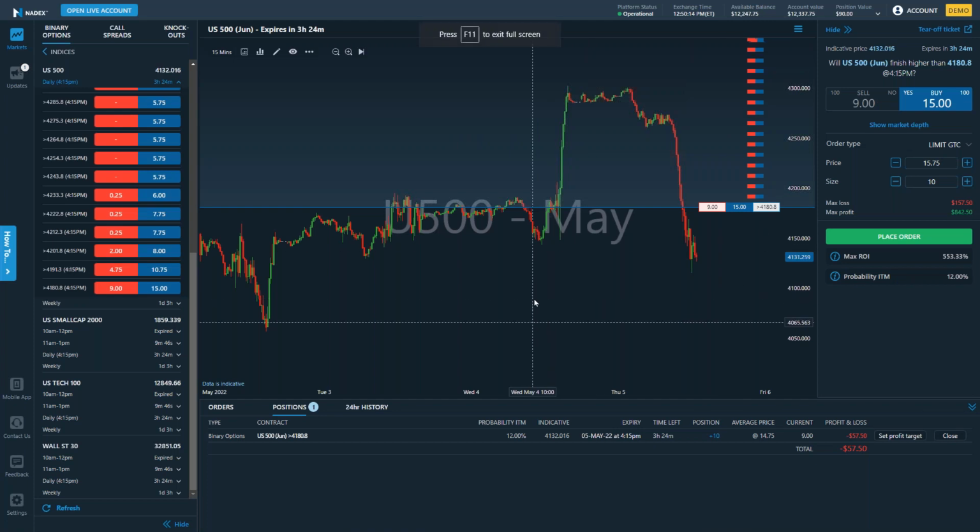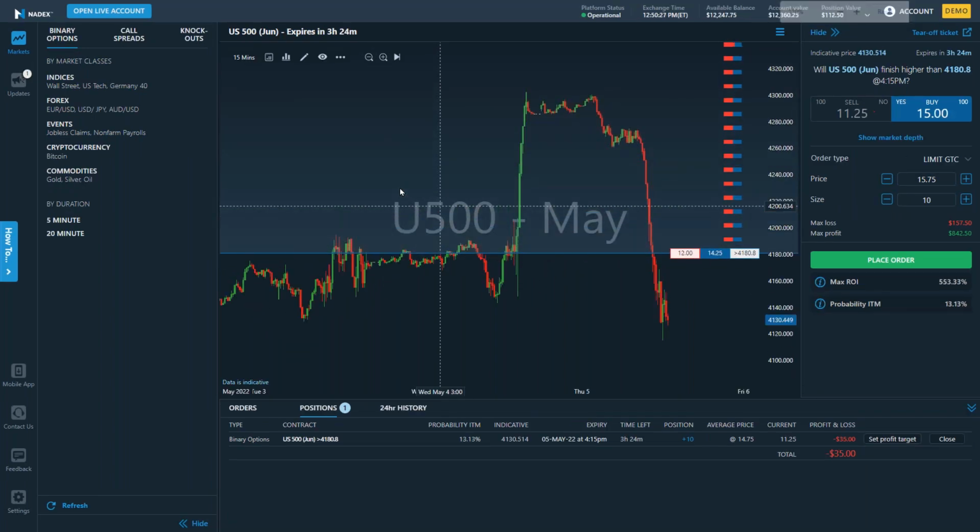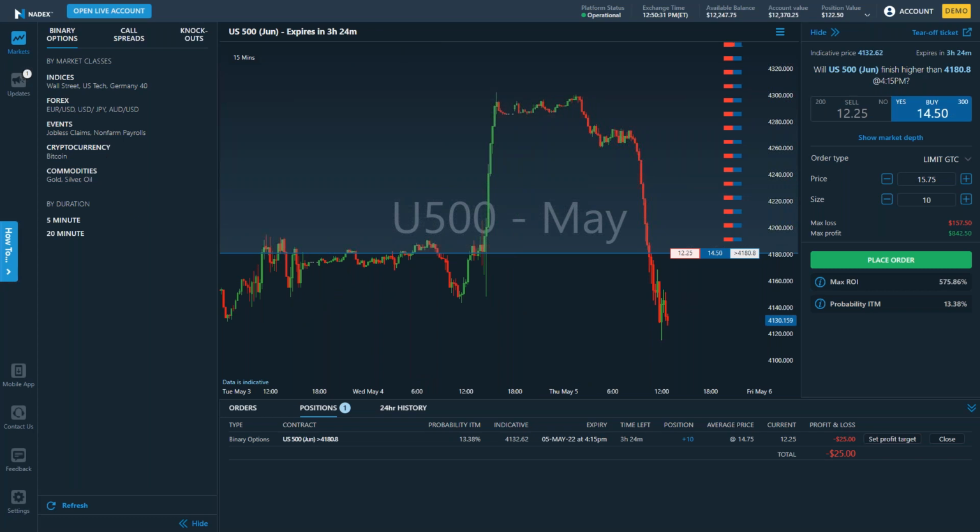All right, and this is where we're going to spend the rest of our time, on the Nadex platform. What I'm going to do is make this a little bit bigger so it's easier to see. Hopefully that helps. Okay, and let's go through some examples.